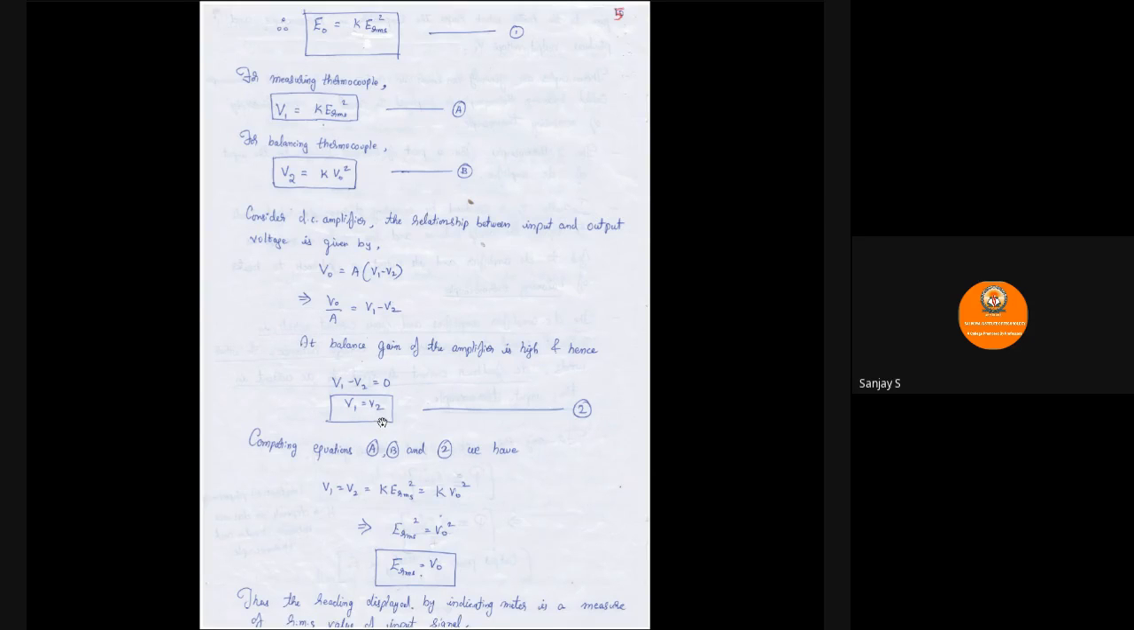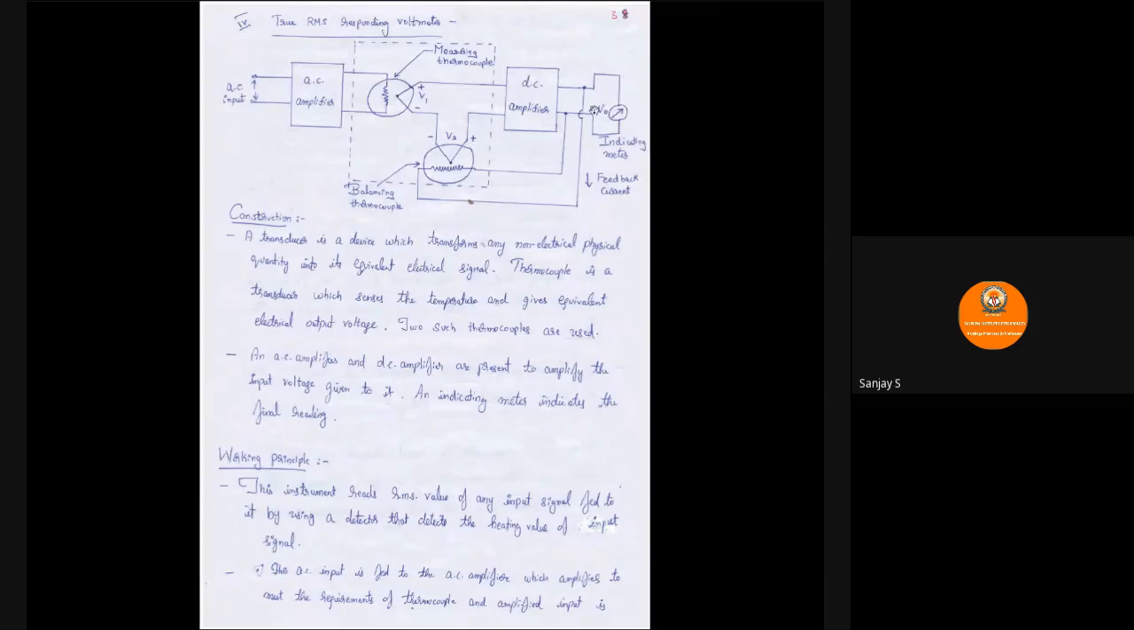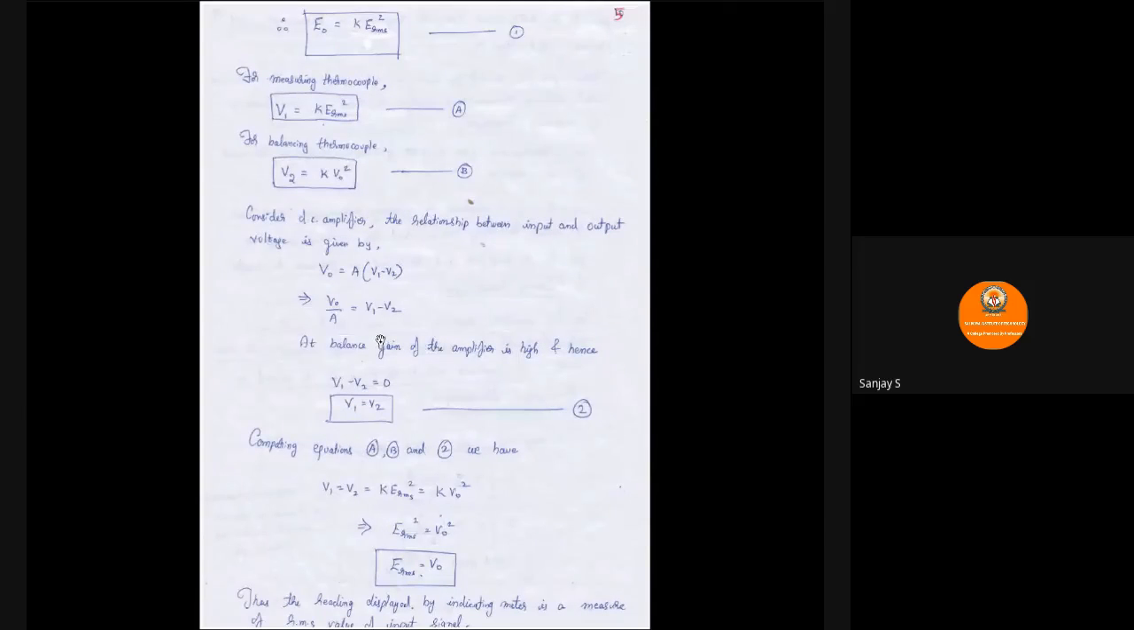V1 is equal to V2. Our expression for V1 is K ERMS square, and V2 is K V0 square. If you equate them, you get ERMS square is equal to V0 square, or ERMS is equal to V0. So what we can understand is that the reading we get in the indicating meter, V0, is a measure of the input RMS voltage. So this finishes the true RMS reading voltmeter.